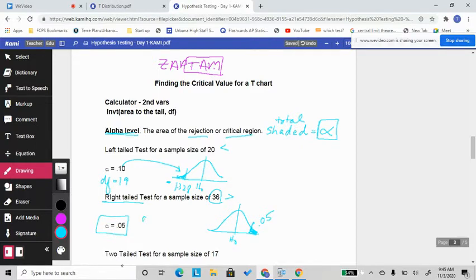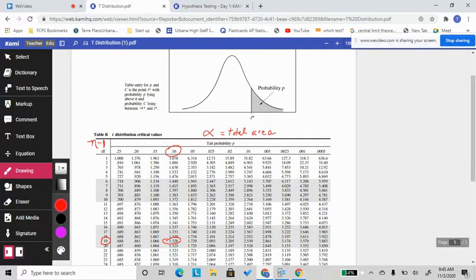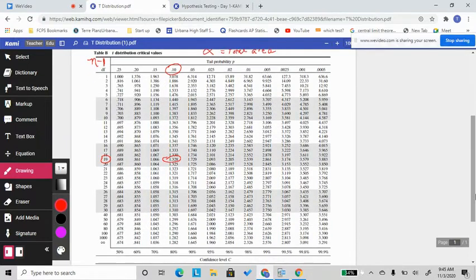The sample size was 36, so the degrees of freedom is 35. It's going to be closer to 40, so I'm going to go with the one closer to 40 for this. So in the t distribution, I'm going to slide down. There is no 35, so I'm going to go closer to 40 on this. And the alpha level was 5. So we go down, and our critical value is 1.684.